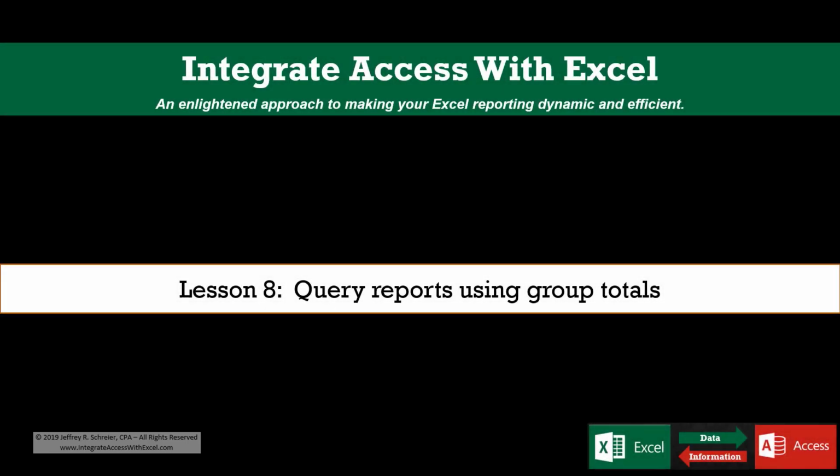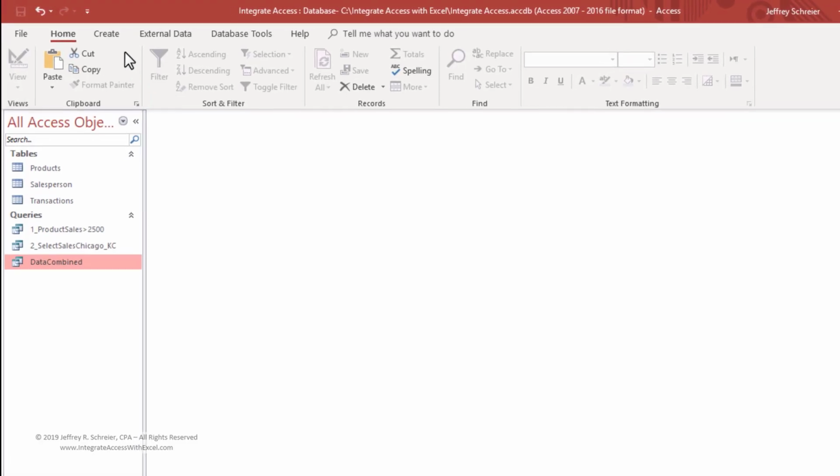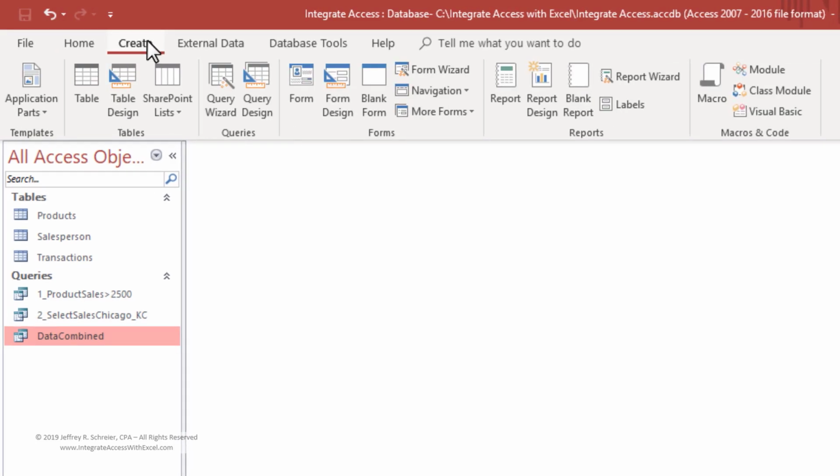Lesson 8. In this lesson, you will learn to use the total line in Access. If you've used the subtotal feature in Excel for totals, you'll see that this feature is a lot easier for getting group totals. Let's get started with report assignment number 3. We will create a new query and once again use the Data Combine query.